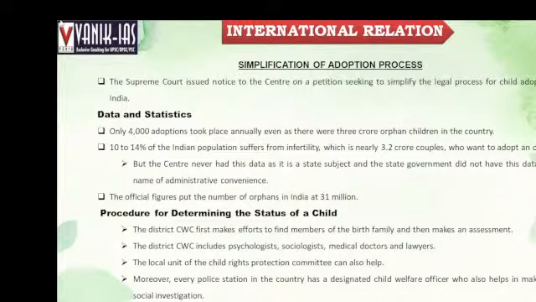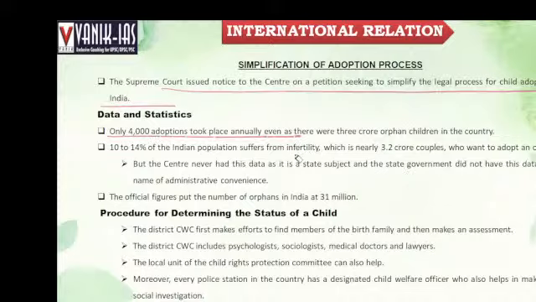The Supreme Court has issued a notice to the Center on a petition seeking to simplify the legal process for child adoption in India. So it needs to be simplified. Supreme Court has issued notice to the central government to simplify the adoption process. Why? Because very few adoptions took place, although the infertility level is very high, around 3.2 crore couples.